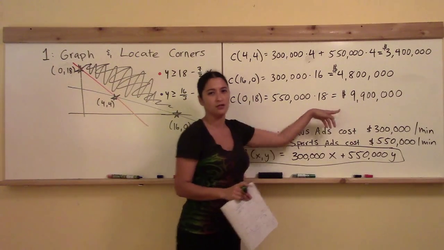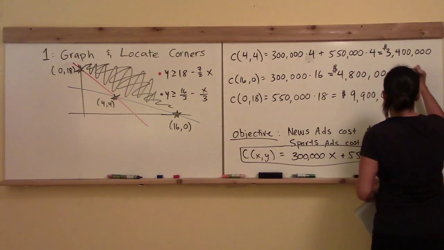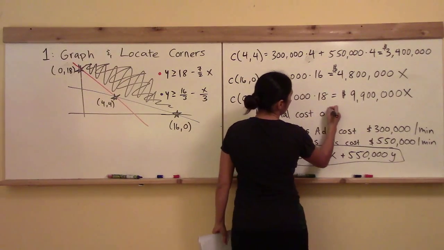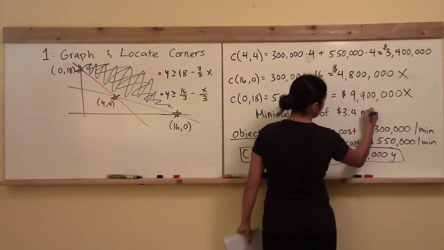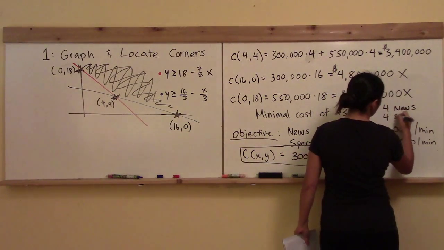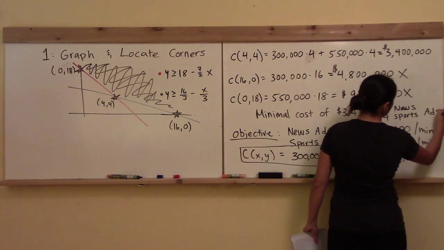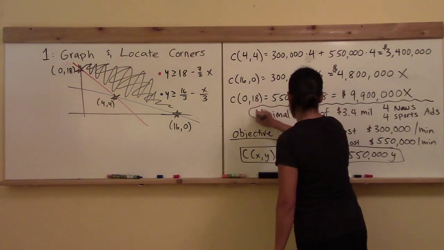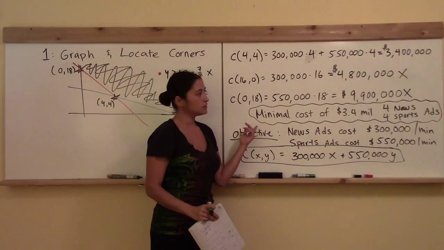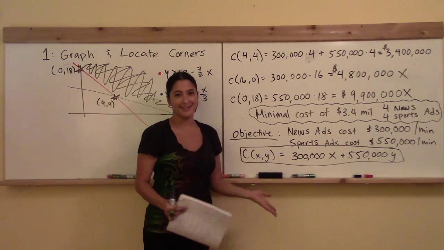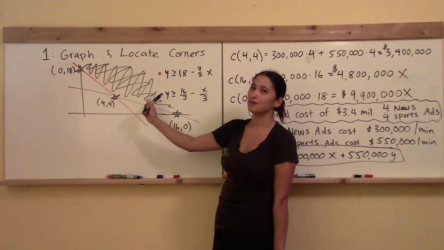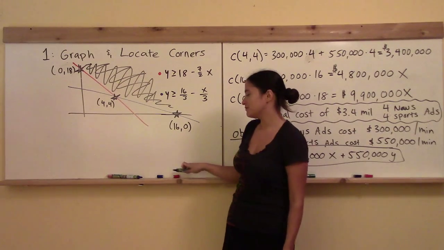It's almost $10 million. So if I want to minimize this, of course I want the minimal cost, and that will be $3.4 million, when I run 4 news and 4 sports ads. That's my nice conclusion: the minimal cost of reaching my demographic goals is going to be $3.4 million when I run 4 of each type of ad. At least I know which way to go before I start trying all of these infinite number of possibilities, right? So hopefully you see the value in that.